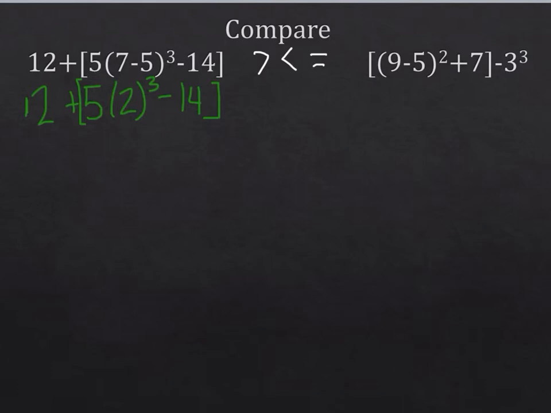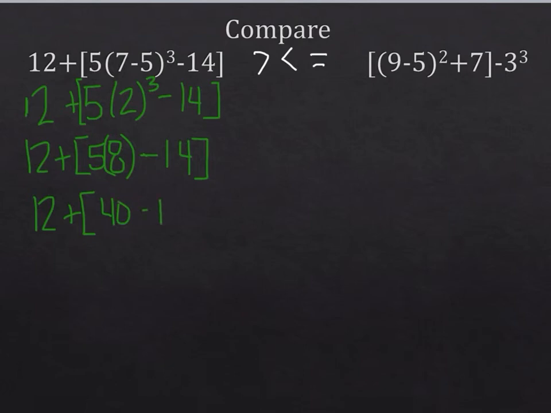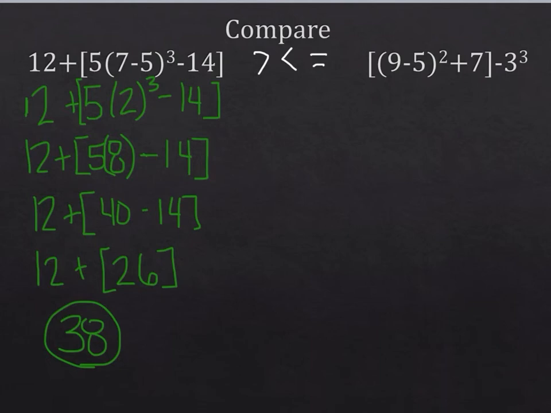Alright, here, let's finish the green one problem first. So we'll go 12 plus, now we have to do 5 and do the exponent inside here. So 5 times 8 minus 14. Here we go, 12 plus, we multiply here, 40 minus 14. Do the symbol of inclusion, the brackets, that's 26. And 12 plus 26 is 38. Let's do the other side.